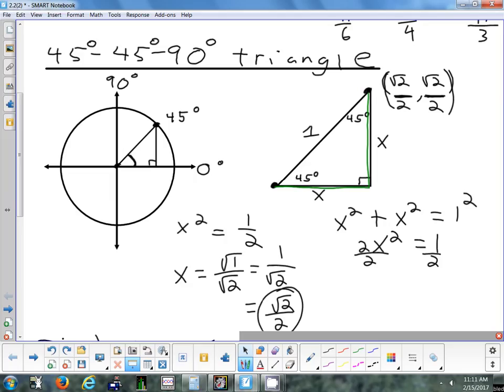Okay. So any question on how we figured out that coordinate? Now, if I asked you to find the sine, the cosine, or anything else, all you have to do is take this coordinate and plug it in, just like we did yesterday. The only extra step is you just have to know this coordinate now.